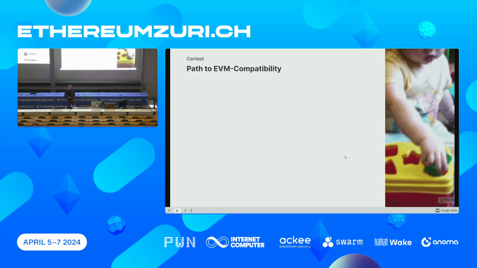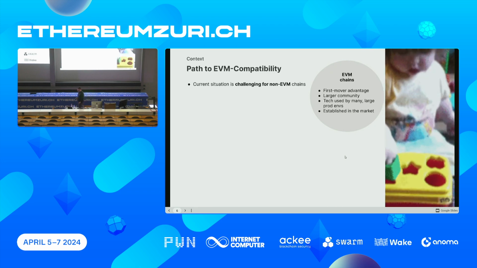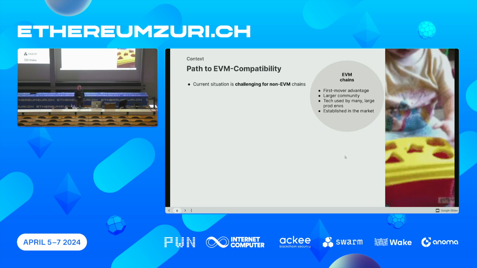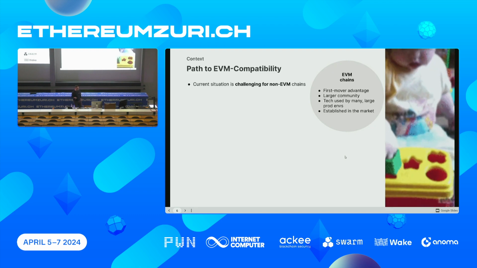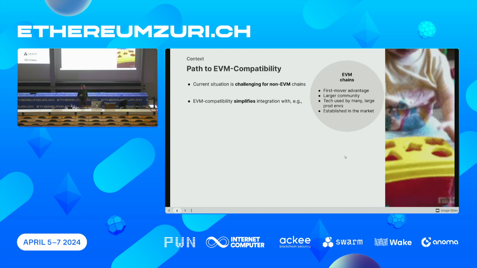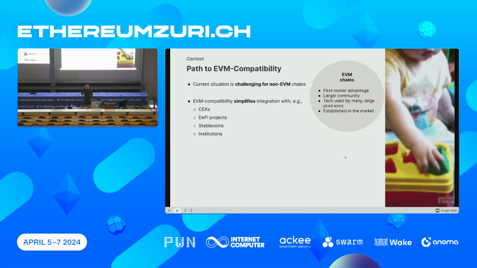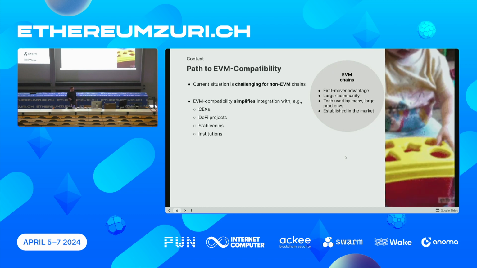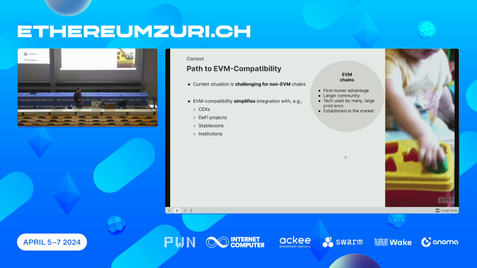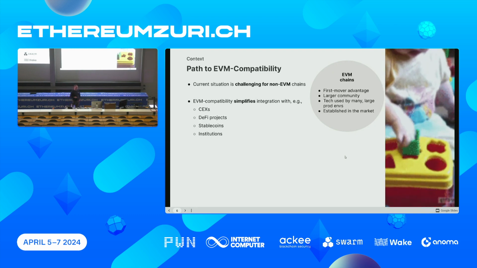As you might know, the current situation is quite challenging for non-EVM chains. It is not the main standard. EVM has a large community already, so it has first-mover advantages. If you're a non-EVM chain, it's just difficult. If you had EVM compatibility, it would be easier for integrating with central exchanges, issuing a stablecoin, or generally connecting to institutions, because most companies that start with Web3 will start with EVM-compatible solutions.